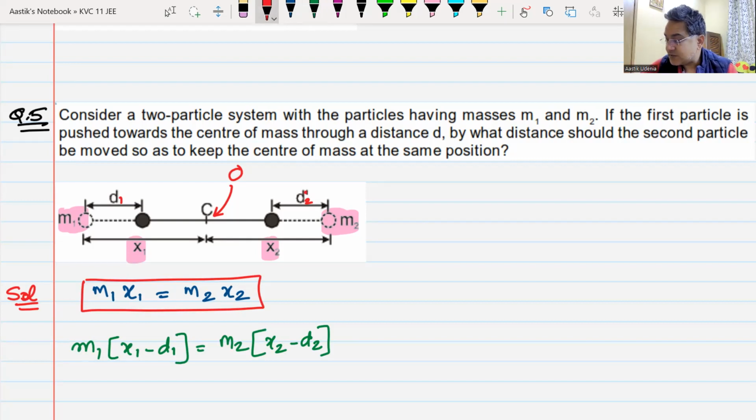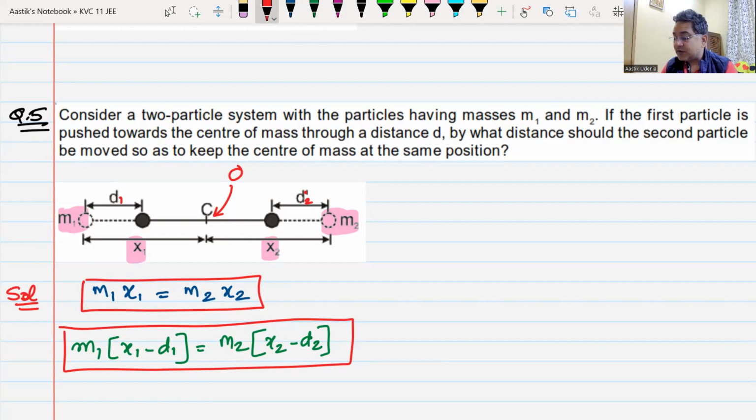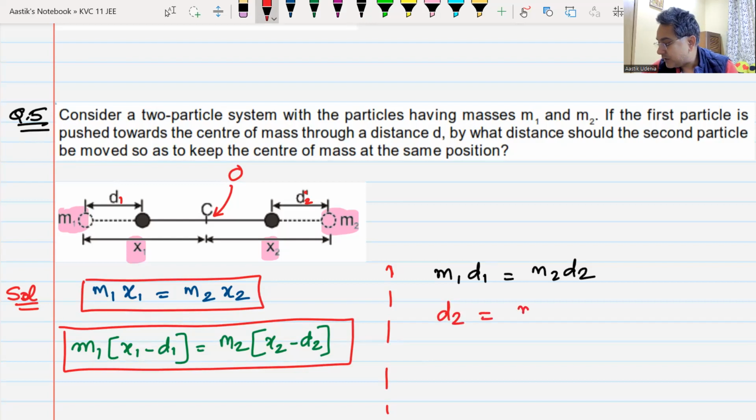Now you have two equations, and from those two equations, you already know that m1 into x1 is equal to m2 into x2. So what are you going to get? You are simply going to get m1 into d1 is equal to m2 into d2. Yes or no? So how much is the distance d2 that you have to move the other body? The distance d2 will be m1 by m2 multiplied by the distance d, and that is your answer.